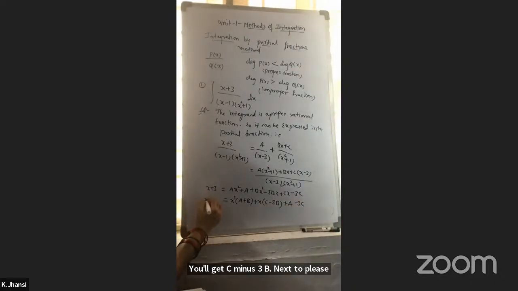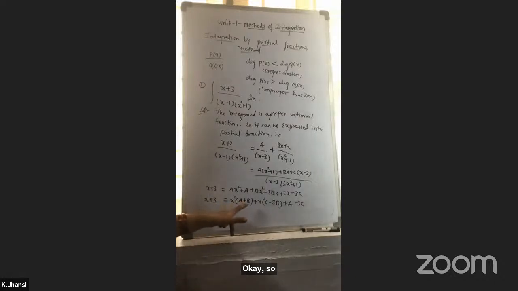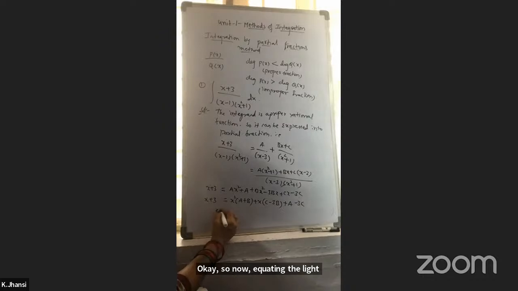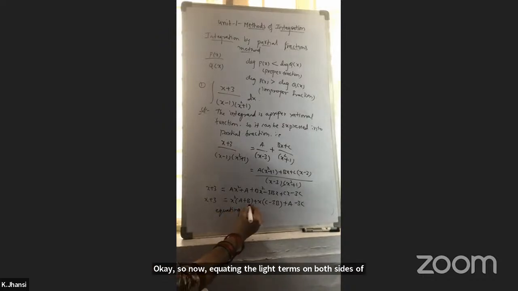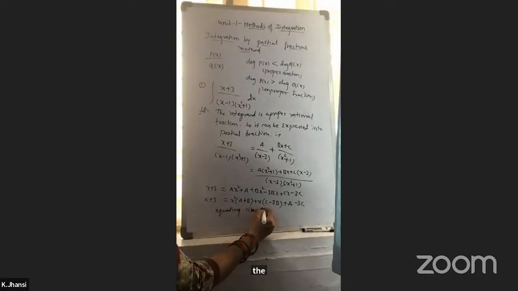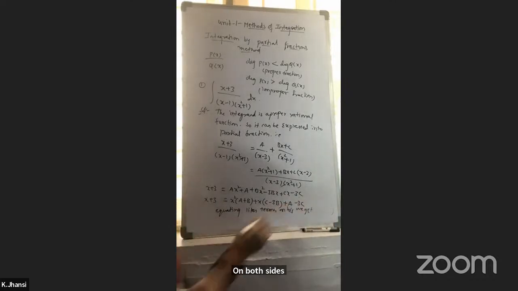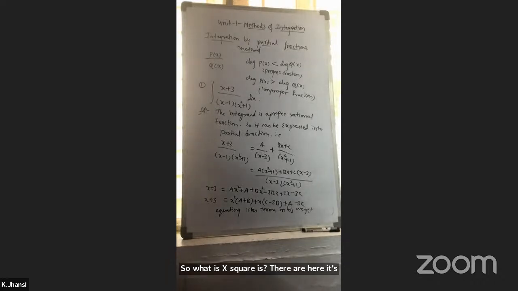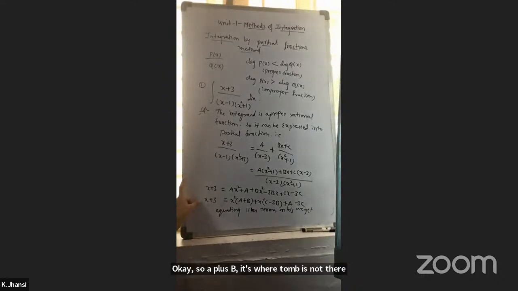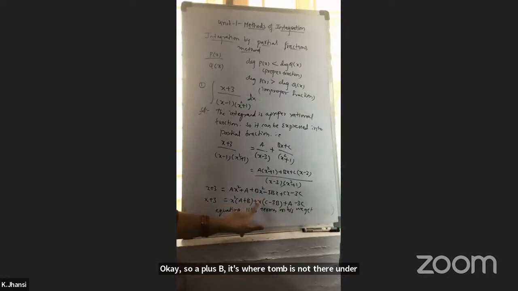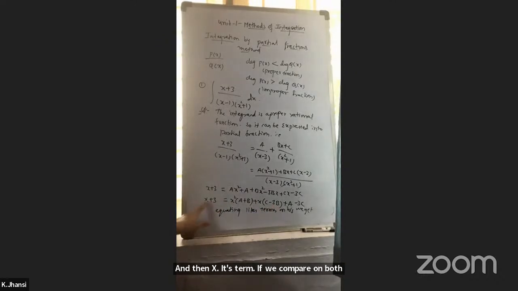Now equating the like terms on both sides, you can compare. Is x square there on the left hand side? X square is not there. So a plus b, the x square term, is not there on the left hand side, so a plus b is 0. And for the next x term, comparing both sides, c minus 3b equals 1 here. And the constant term is a minus 3c equals 3.